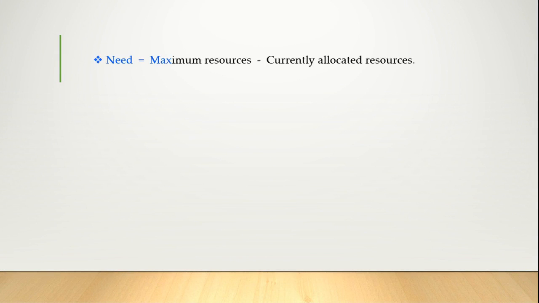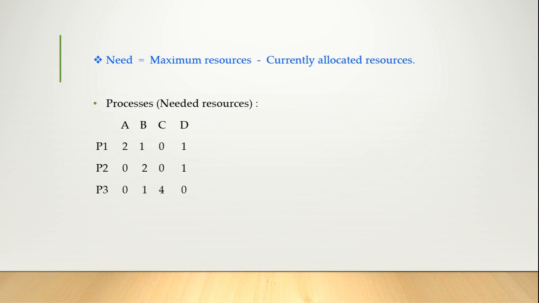the needed amount of resources can be found out by the maximum resources minus the currently allocated resources. Thus the needed resources are: process 1 has 2 resources of A, 1 resource of B and 1 resource of D, and it does not have any resource of C. Similarly for the processes P2 and P3.